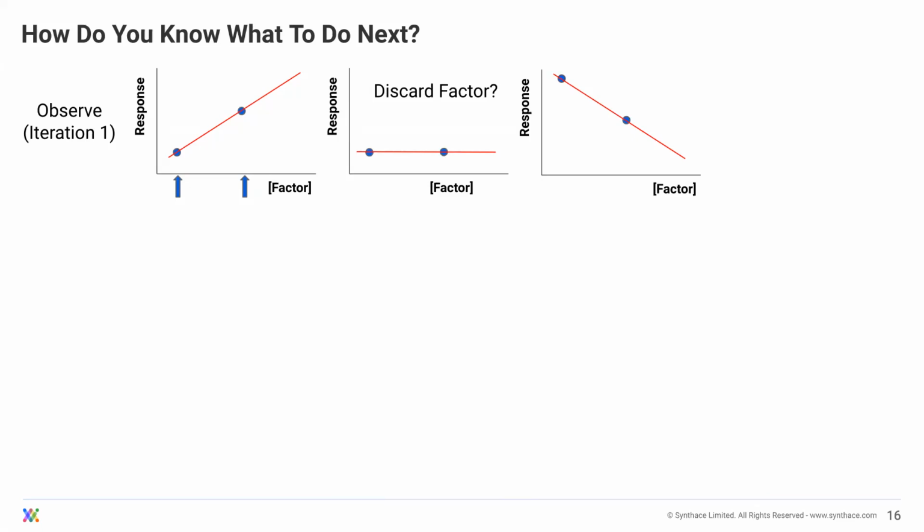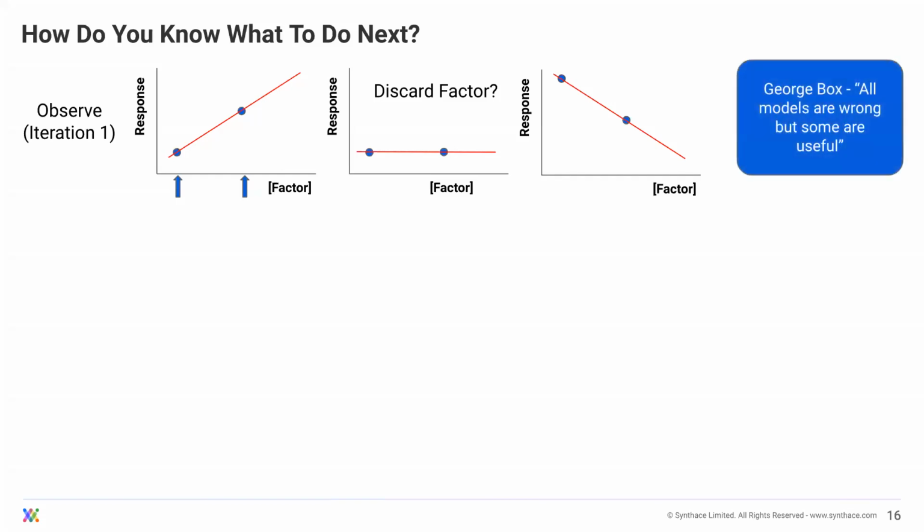For the next set of graphs, I'm going to focus on this first example here, where we've got an increasing response with increasing factor concentration. Now, with 2 data points, we can only ever fit a straight line through these to understand what's maybe happening in our system. And as we fit models to these 2 level designs, I want to remind everyone of something that George Box said, and I'm sure everyone will have heard this, that all models are wrong, but some are useful.